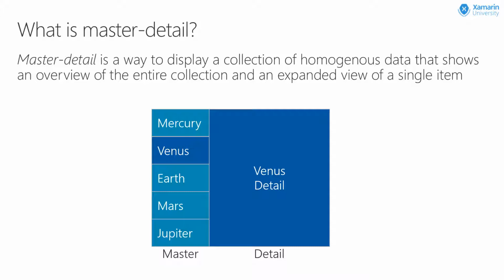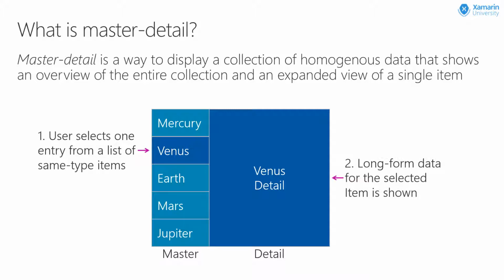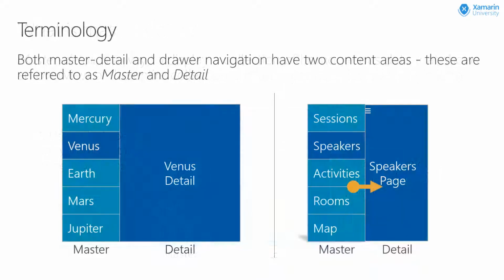Next we have master detail, and this UI presentation pattern displays a list of items, typically on the left side of the screen, and then details about the selected item on the right. Users can tap a selection, and the detail area is updated. Now in both master detail and drawer navigation, we define two content areas. The master is often thought of as the menu, and it displays two or more selections, and detail shows specific information when the user makes a selection.